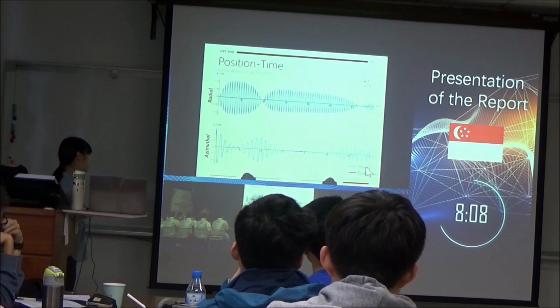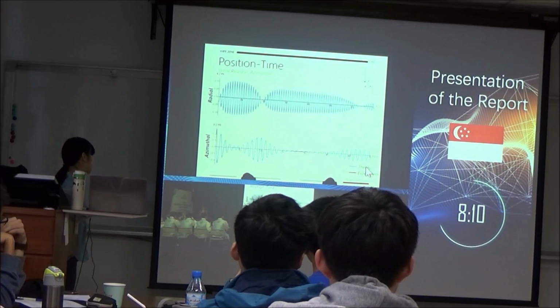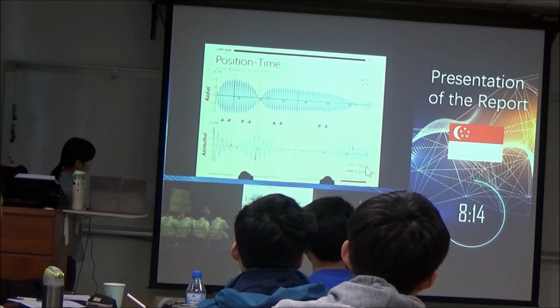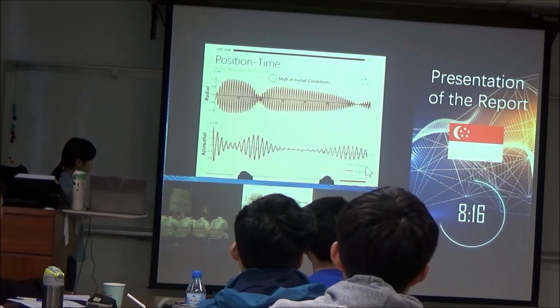If we start the pendulum off from a pure azimuthal mode instead of a pure radial one, the only effect is a shift in the initial condition in the same position-time graph, as we have verified experimentally.